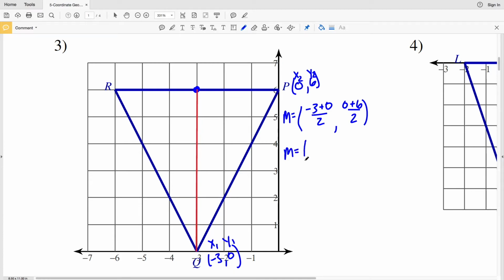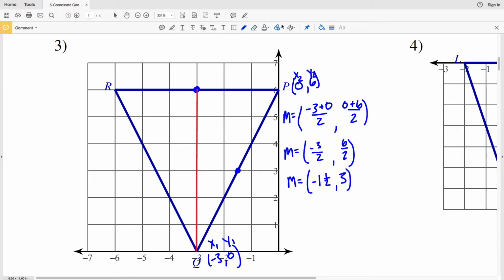So our midpoint M is equal to -3 halves and 6 halves. So we can say -1.5 if we want to write it as a mixed fraction, and then 6 divided by 2 is 3. So at -1.5, 3 occurs the midpoint between Q and P.